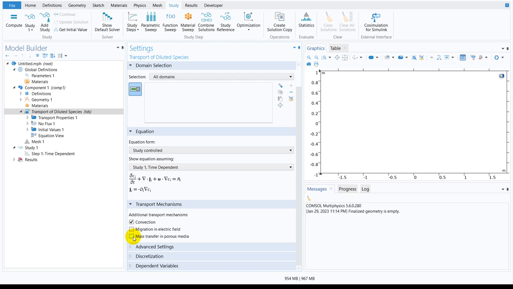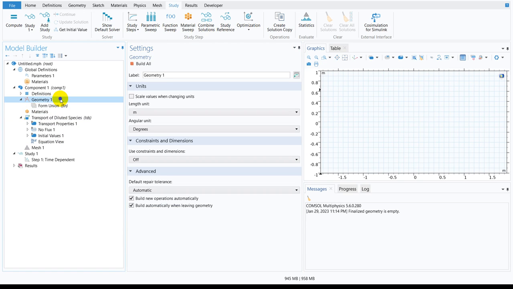But whenever you put this, then what will happen? It will actually take some Darcy's law or something that will take care of the porosity, and then it will solve your species transport equation. But as of now, we will not be taking those options. So initially, just to demonstrate, I will be taking a geometry.